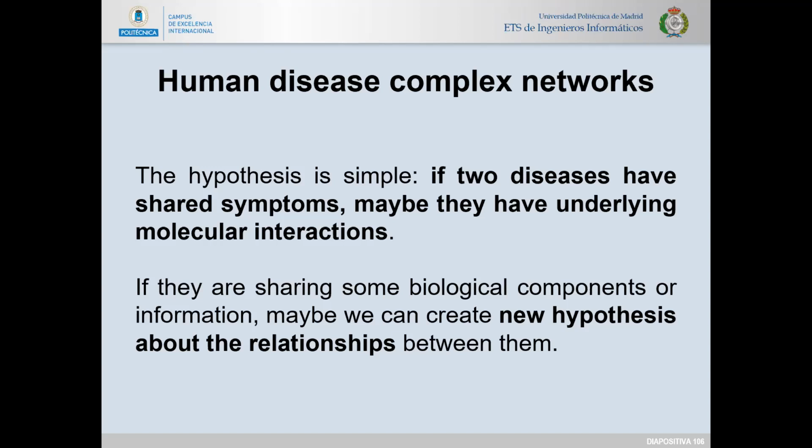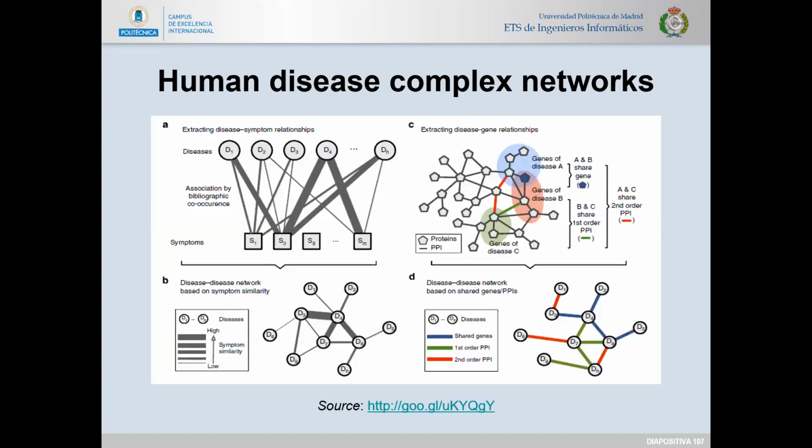That might imply that they have an additional component of interaction or connection. And with this information, we can create new hypotheses about these relationships. So this is the idea that they basically establish. The symptoms establish some connections between the diseases, and the more symptoms they share, the more interesting this connection or similarity is. On the other hand, we have the genes and the proteins or protein-protein interactions to define the biological similarity between the diseases.